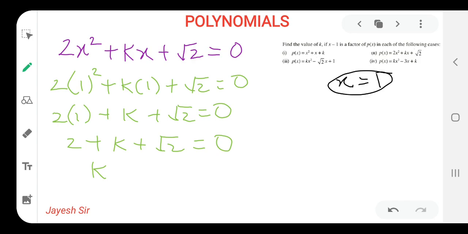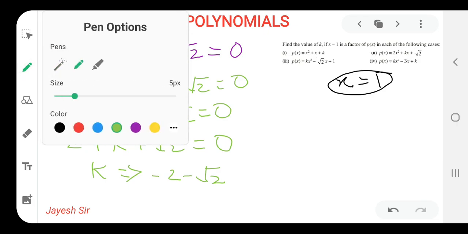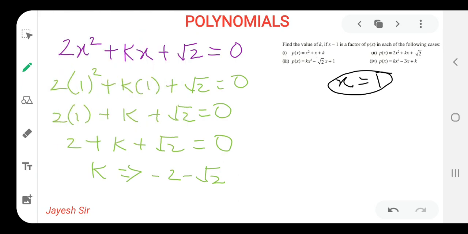So k as it is over here, as per transposition, 2 after going that side will become minus 2, and plus root 2 after going that side will become minus root 2. Yes friends, I hope you all might be getting it. So this is our answer. It can further be solved. If you want to solve and you are capable of solving it, then you can solve it also.